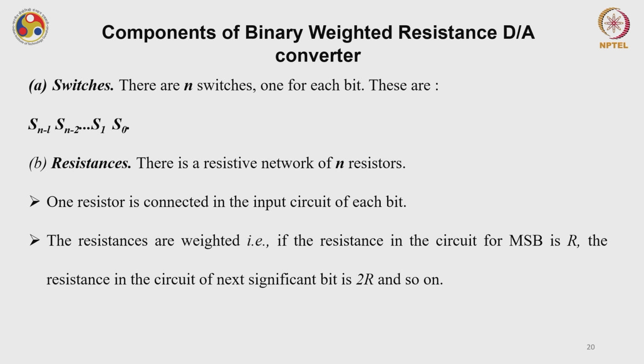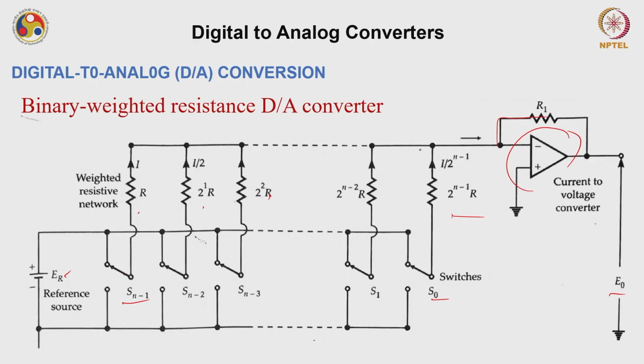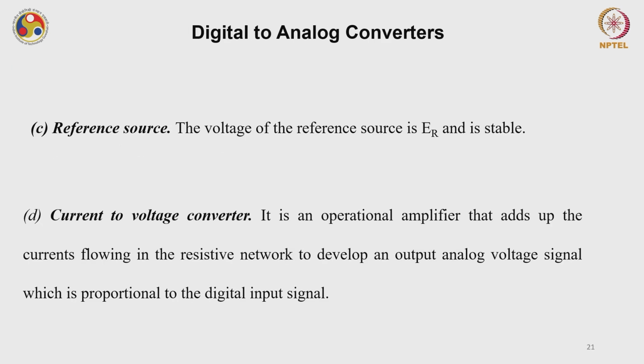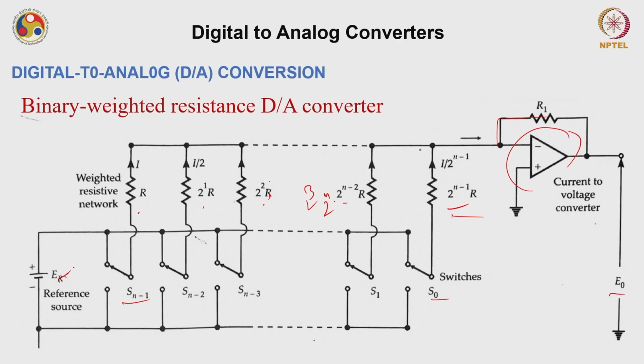Then, since this is a resistive network, you have n number of resistors. One resistor is connected in the input circuit of each bit. The resistances are weighted, meaning if the resistance in the circuit for the MSB is R, the resistance in the circuit for the next significant bit is 2R, and similarly you have 2 to the power 2 R, 2 to the power 3 R, 2 to the power 4 R, and similarly 2 to the power n minus 1 R.